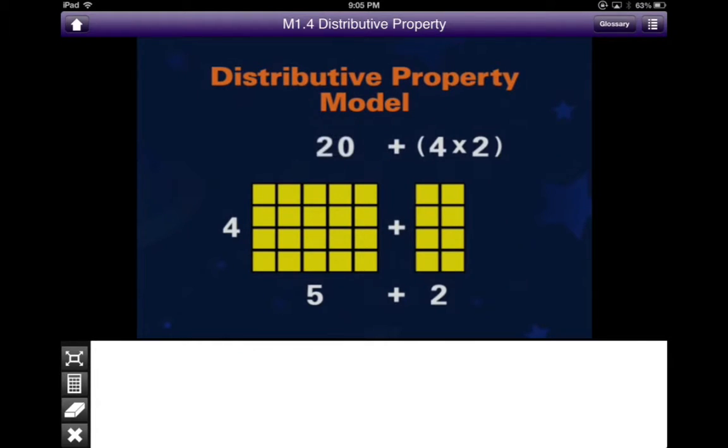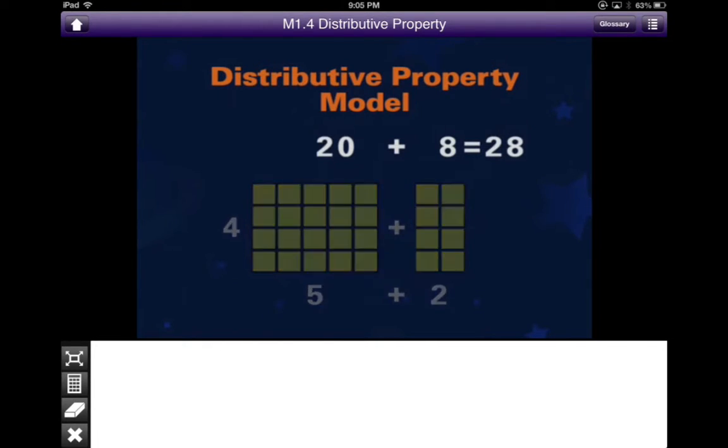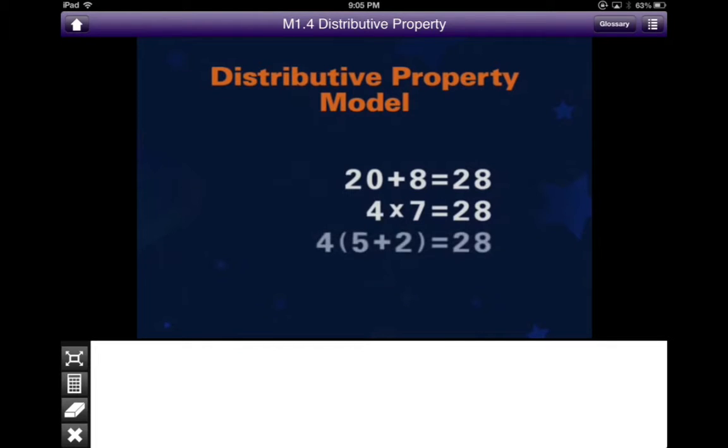4 times 5 is 20, and 4 times 2 is 8. 20 plus 8 is 28. So, 4 times 7 is 28, and 4 times the quantity 5 plus 2 is 28. And 4 times 5 plus 4 times 2 equals 28.